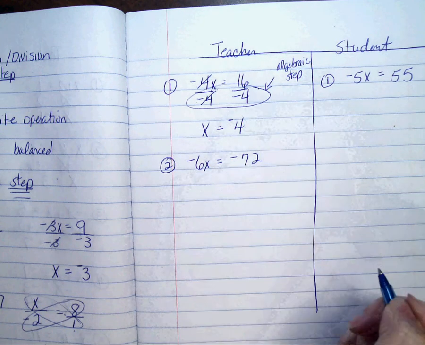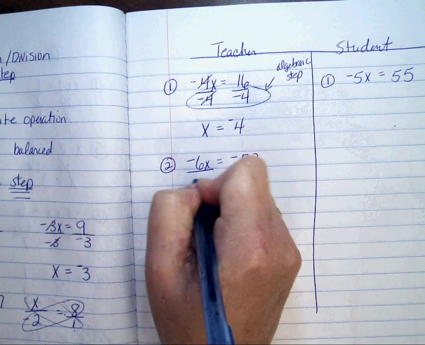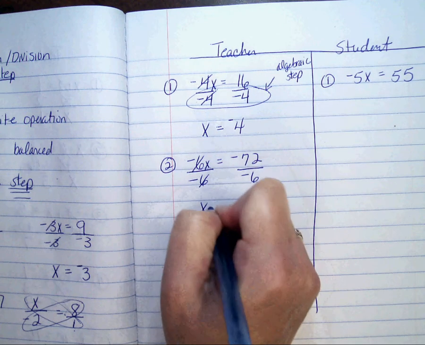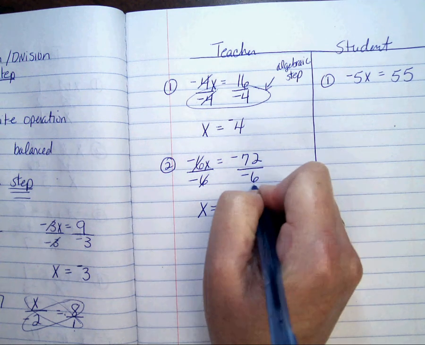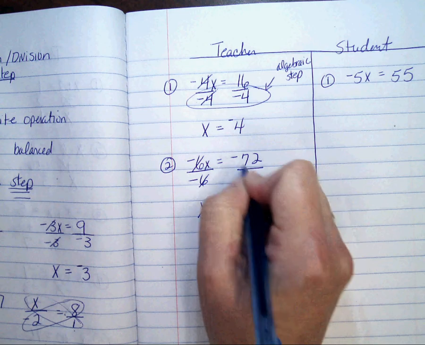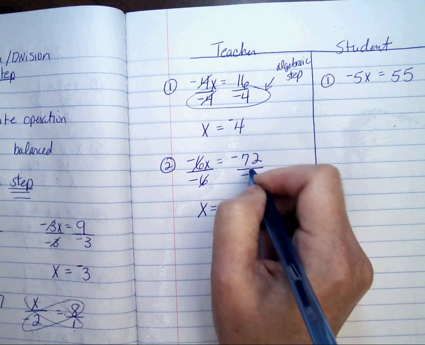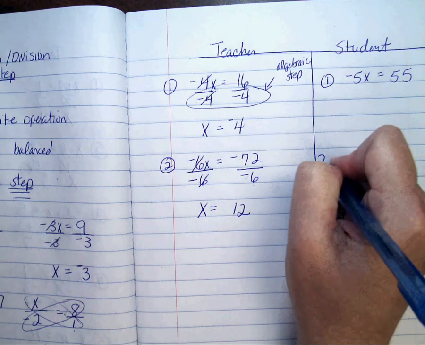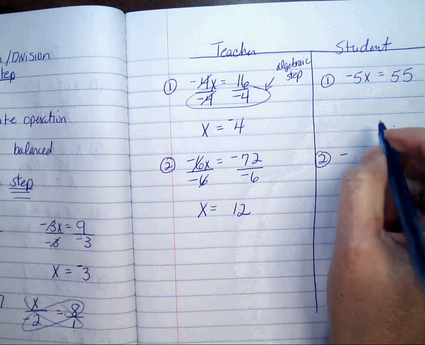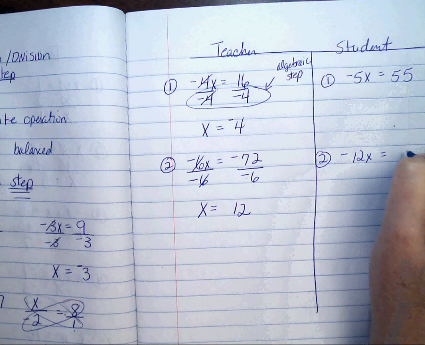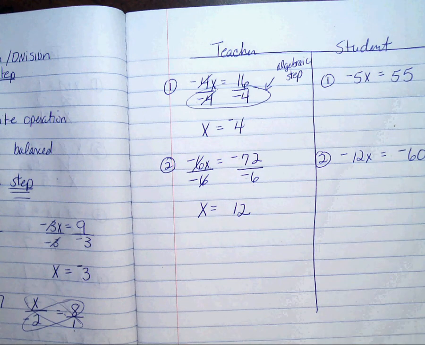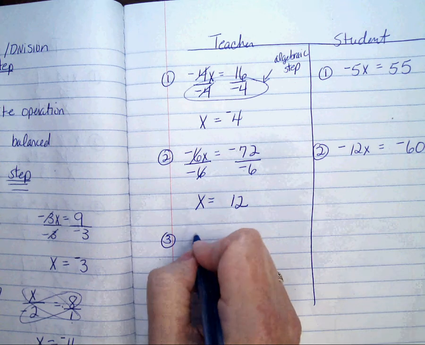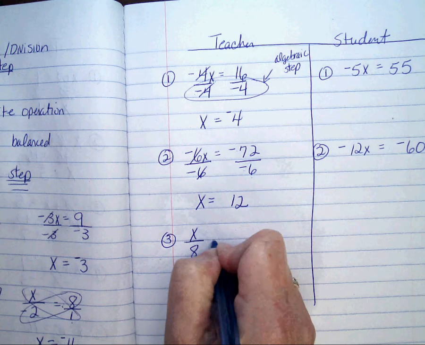Let's do another one. I'm going to do negative 6x equals negative 72. The opposite of multiplying by negative 6 is dividing by negative 6. These cancel. Now, a negative divided by a negative is a positive, right? These same signs, they're getting along. So 72 divided by 6 is 12. So now you can do this one. Negative 12x equals negative 60.